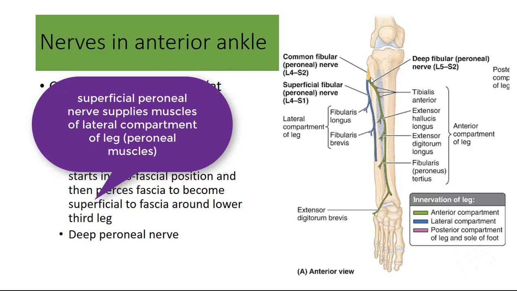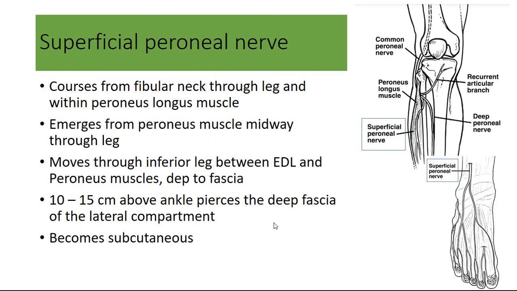And so the superficial nerve is going to stay more on the lateral component of the leg, and the deep peroneal nerve will come more anteriorly, and it travels from lateral to more anterior. So the superficial peroneal nerve, it's the one that stays more laterally. So it comes around the fibula, and then it courses within the peroneus longus muscle.